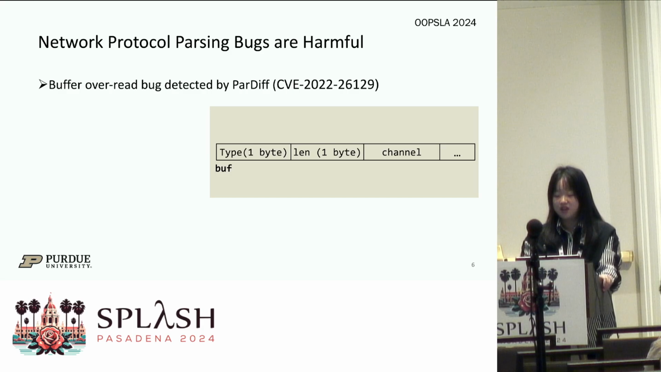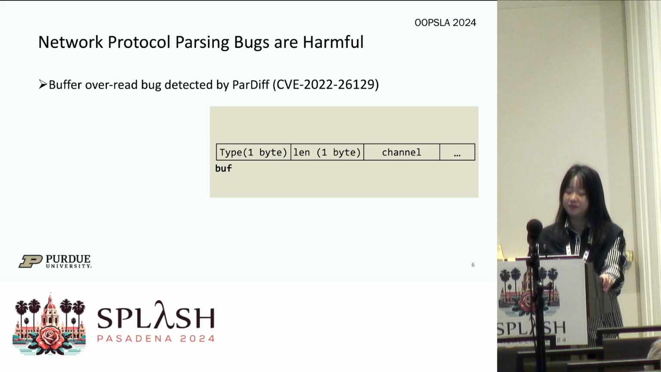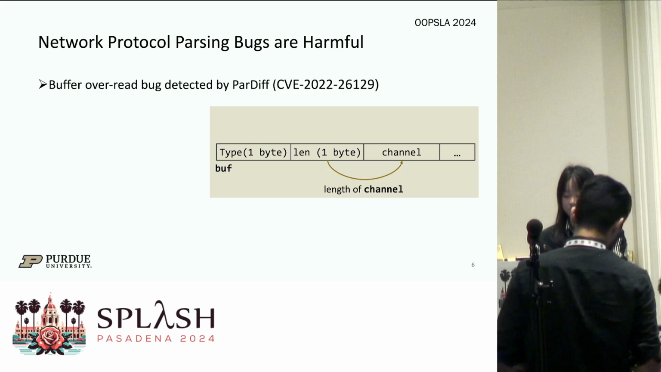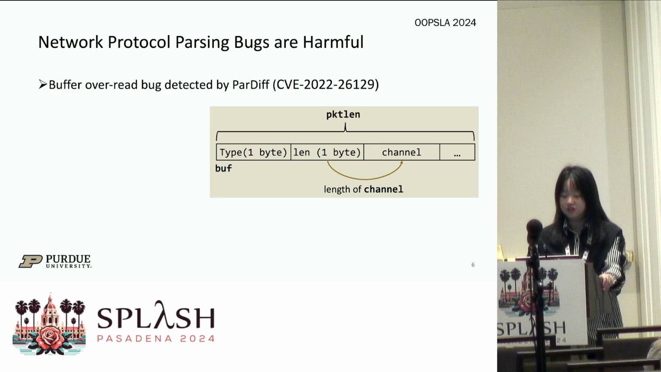Then let's take a look at the implementation bug. On the right, you can see the packet structure. It has a type field, which is 1 byte, and another length field, which is also 1 byte, and an additional channel field. And the length of the channel field is determined by the value of the length field. And the total size, we define as packet length.